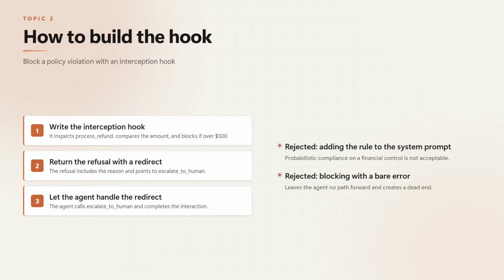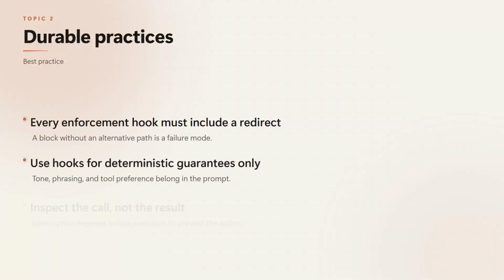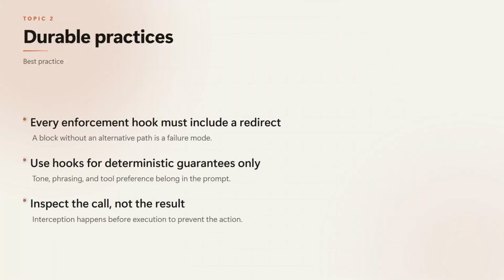The alternative of putting the rule in the system prompt loses because it is probabilistic. The alternative of blocking with a bare error loses because it strands the agent. The document lists other cases, but this one shows the full pattern: inspect, block, redirect. The durable rule is this: every enforcement hook must include a redirect. A block without an alternative path is a failure mode, not a safety feature.